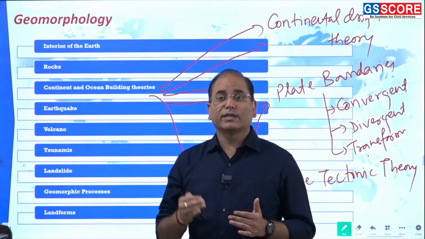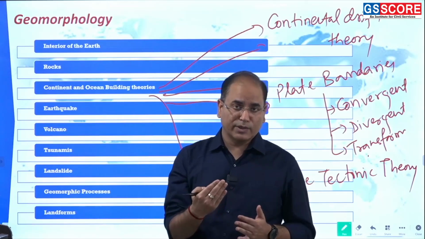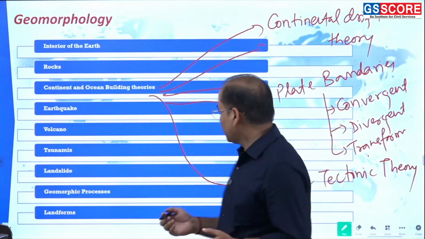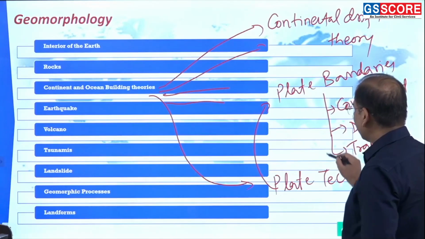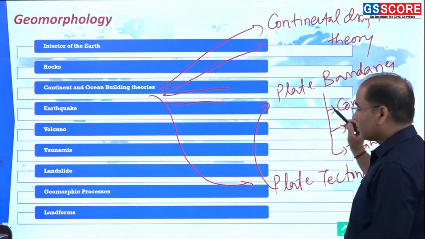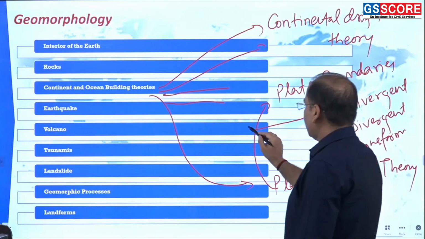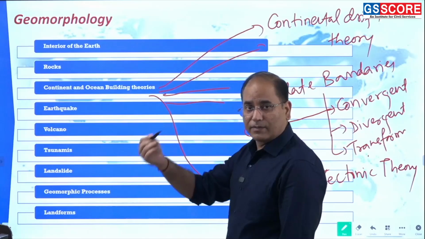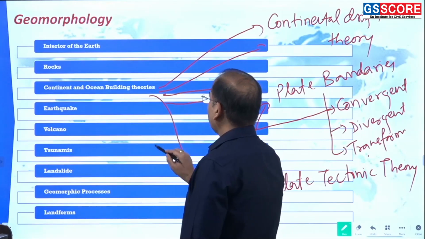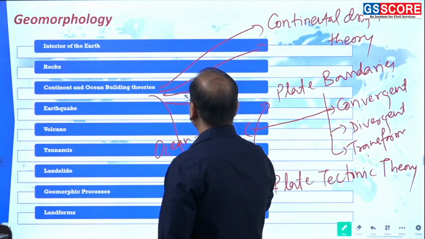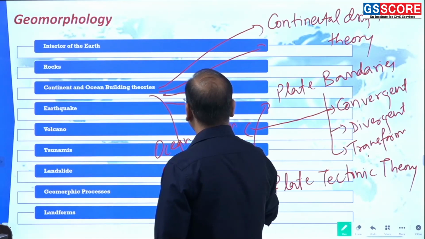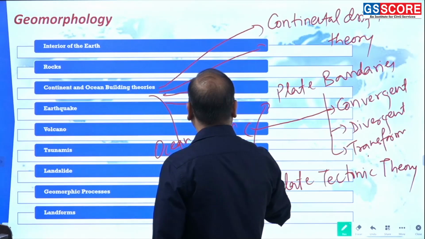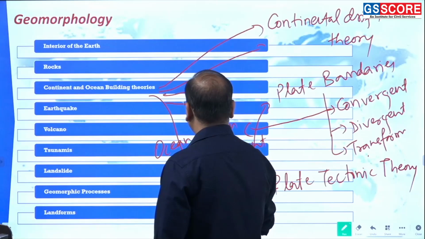In case of convergent, there will be further 3 types of convergent. So, first you need to study the plate boundary. There are 3 types of plate boundary. Within the convergent, again there will be 3 different types of convergent that you are supposed to study: ocean-ocean convergent, ocean-continent convergent, and continent-continent convergent.